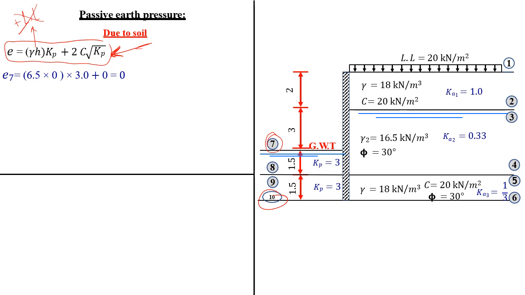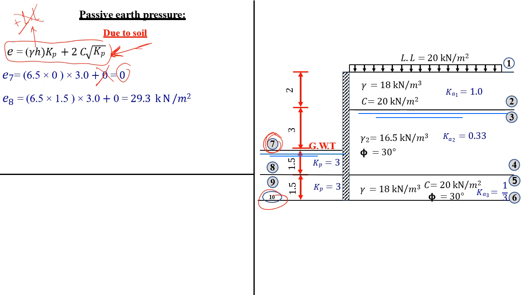So at point number 7, you don't have a cohesion in the middle soil layer in which point number 7 exists, so the second term of the equation is equal to 0, and the first term of the equation is gamma h by K passive. You are at the ground level, the h is equal to 0, so E7 is equal to 0, but it's not always the case. E7 may be equal to a certain value if you have a cohesion in the middle layer, or if you have a surcharge or a live load on the left hand side of your retaining wall.